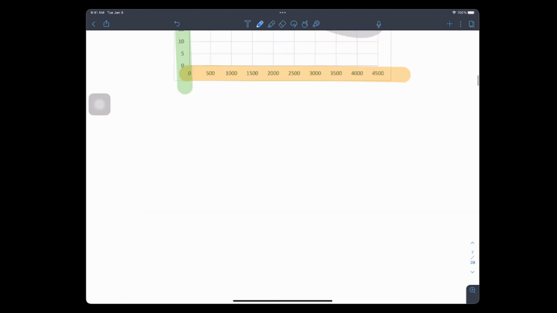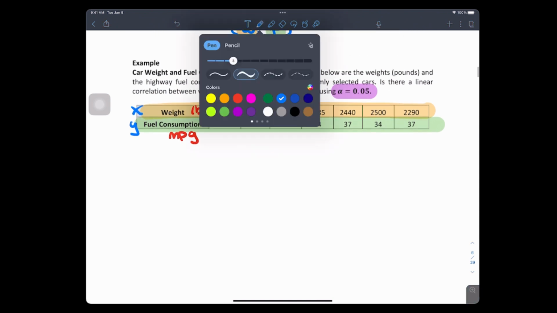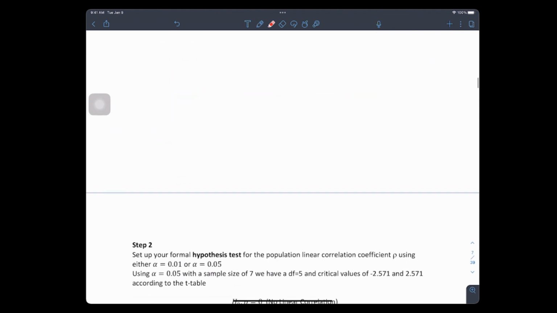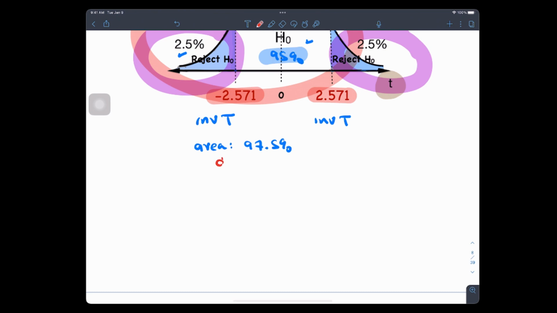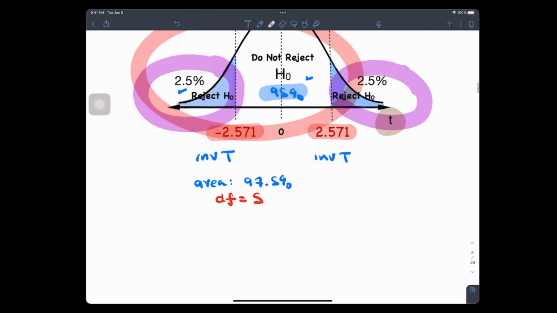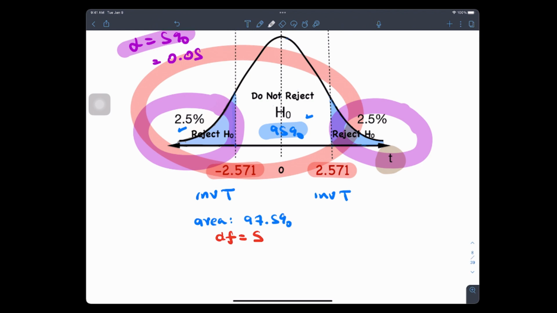But how many data values were in the sample? Do you guys remember? We didn't even count. How many? 1, 2, 3, 4, 5, 6, 7. What does that mean about my degree of freedom if there's 7 data values? This is only for linear correlation. 7 minus 2 is what? Isn't that 5? So your degree of freedom here is 5. So what we're doing here is we're looking at the information we need and how to get those critical values, inverse t.